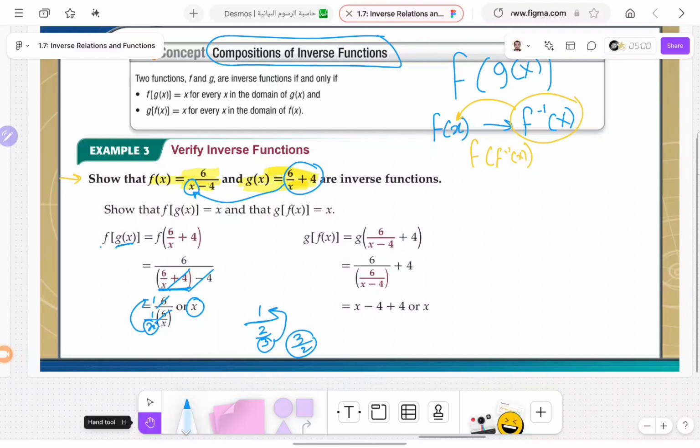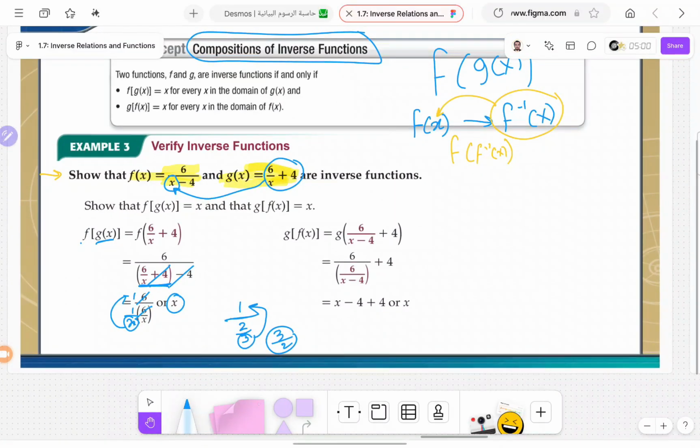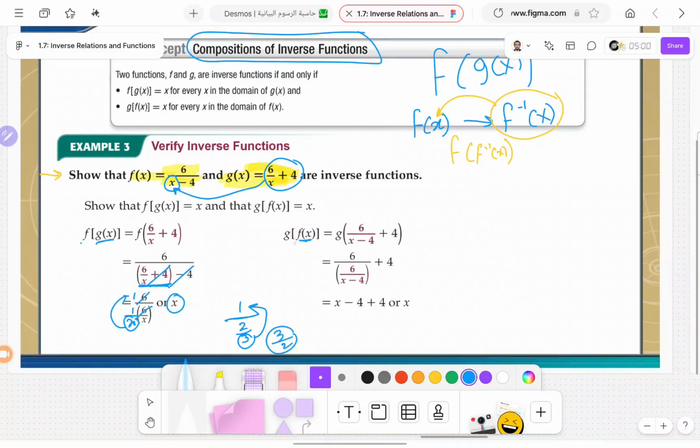Now let's apply it for g of x. Let's insert f of x inside g of x. I didn't mention something. If the answer that you get at the end is equal to x, that means the inverse is correct. If you get anything else, minus x, 1 over x, minus 1 over x, or a number, all of these are wrong. If any of these answers show up, that means this g of x is not the inverse for f of x. So this is wrong. You should get x at the end.